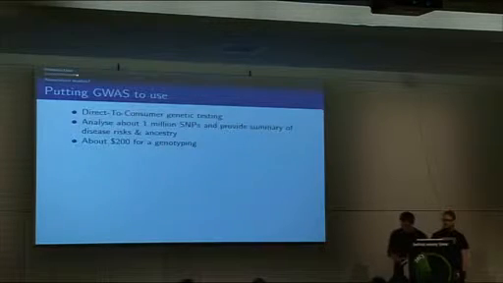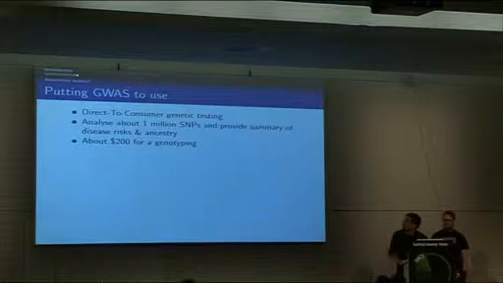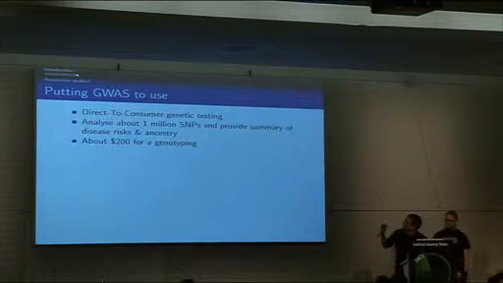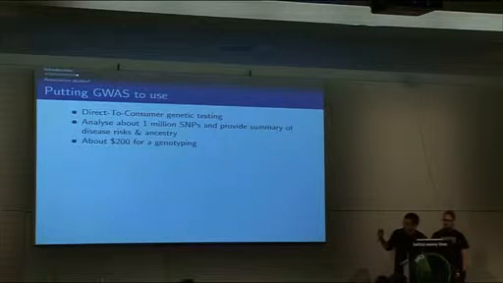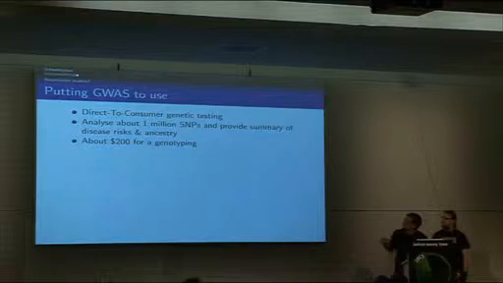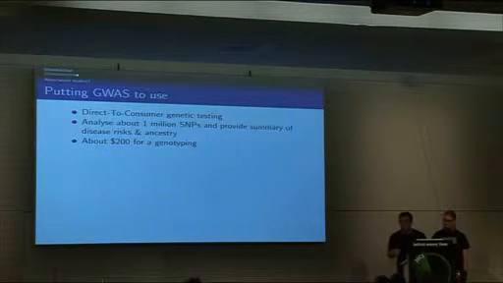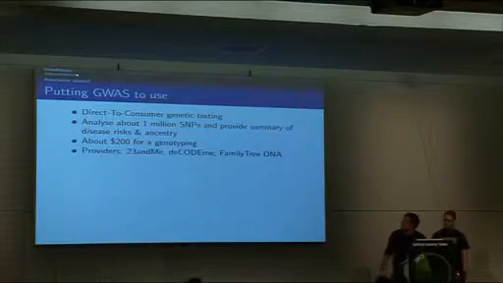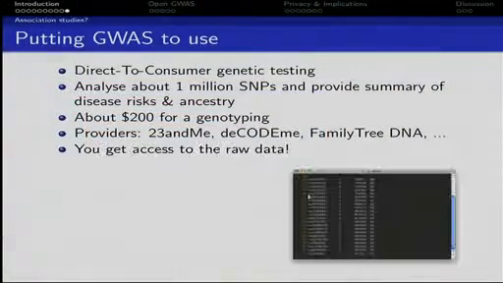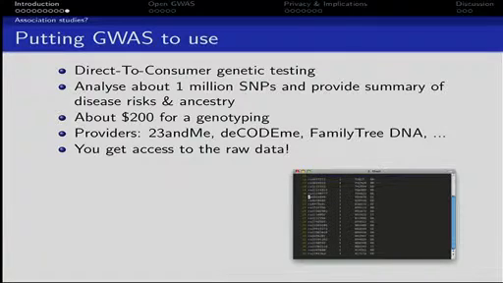And nowadays, GWAS can be used by the private customer, by direct-to-consumer genetic testing companies, like, for example, 23andMe or DecodeMe. They analyze about 1 million SNPs and provide a summary of the disease risks together with ancestry, and it's just $200. It's not much, it's nothing. There's a couple of companies doing that, and the best thing is that they send you the raw data. They don't lock it up from you. Looks, for example, like that.